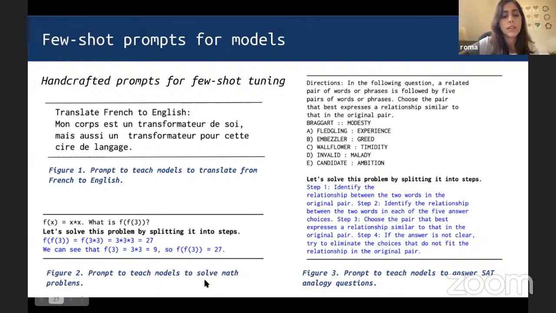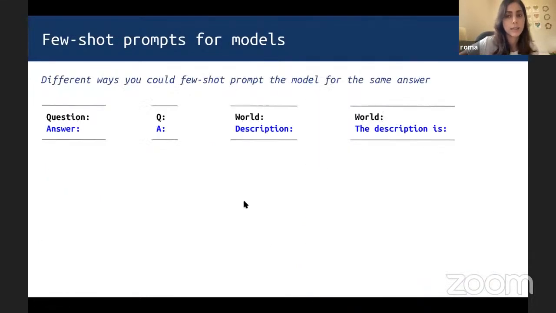And similarly, if you look at figures 2 and 3 that refer to math problems and SAT analogy questions, just a few samples of examples of these pretty hard questions of reasoning about math problems or SAT analogies seem to be enough for these large language models to do quite well on such tasks.